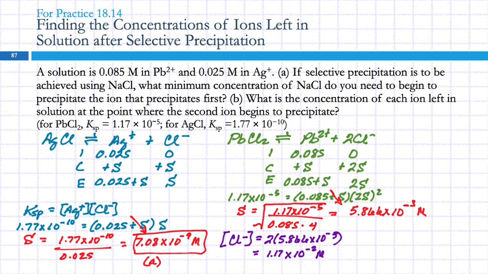So how are we going to figure out the concentration of silver and of lead 2 that are left at this point? So the lead started out at 0.085. And as the lead chloride precipitates, the chloride ion concentration has to be this, and the lead concentration has to be 0.085 plus this, which is going to be a negligible difference, right? I'm running out of colors. It's toxic, so it's black. 0.085 plus S.